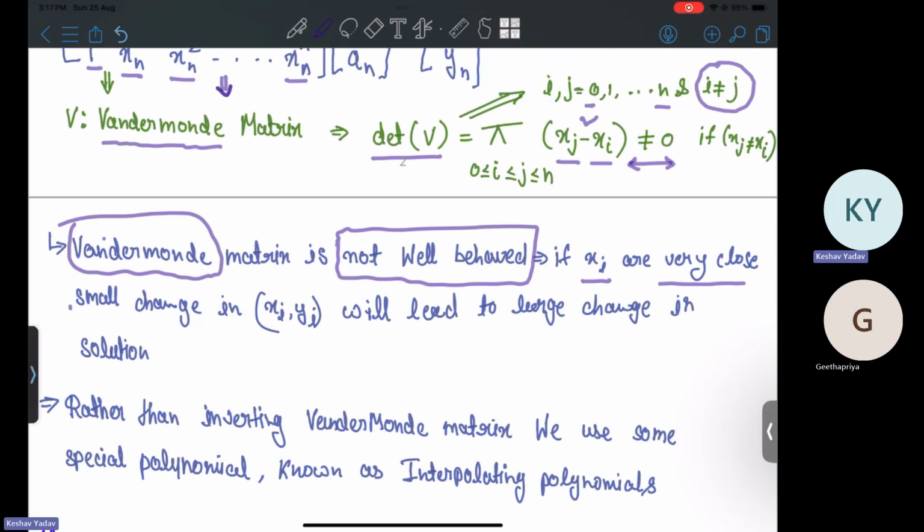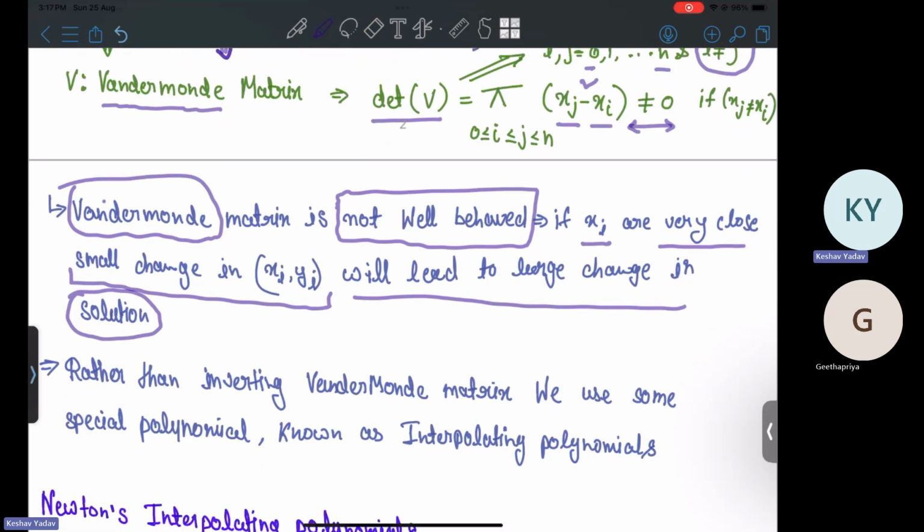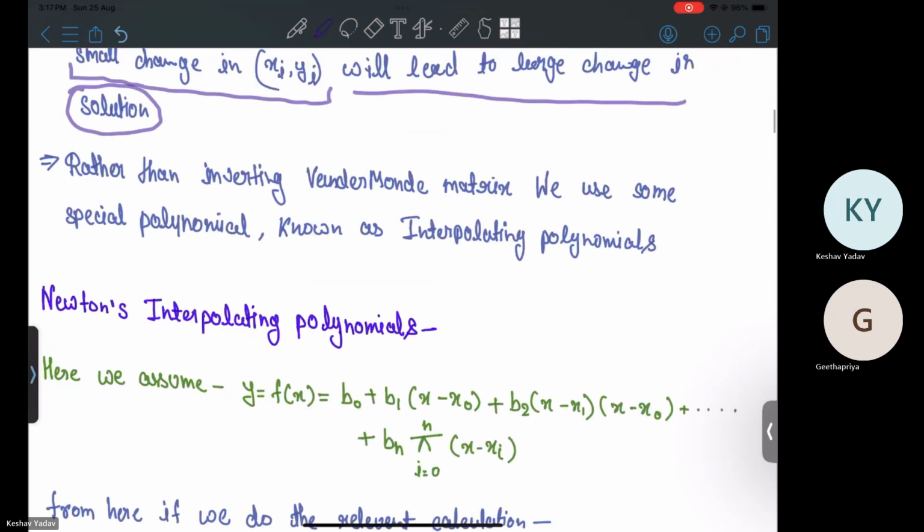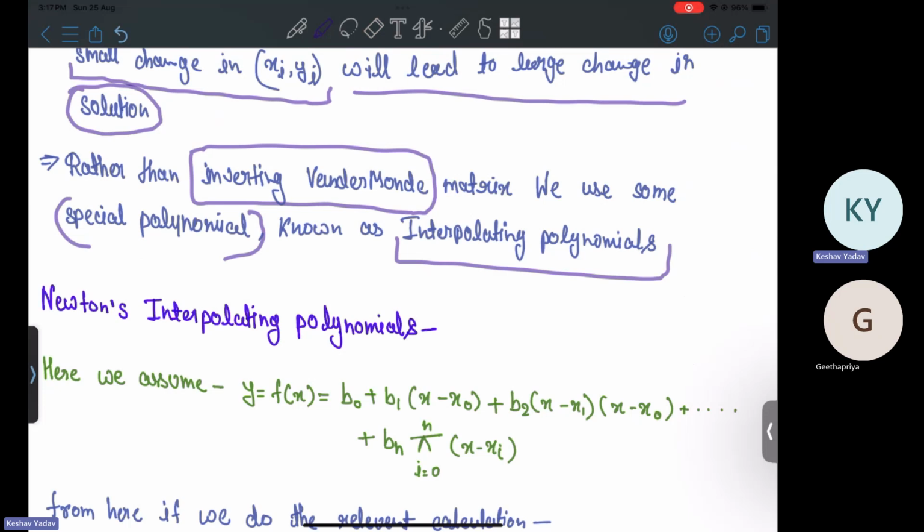In that case, if we make a small change in xi and yi, that will lead to a large change in the solution. So my solution will not be stable. It will be a very unstable type of solution. That's why this Vandermonde matrix is called not a well-behaved matrix. So that's why we do not go for inverting this Vandermonde matrix. Rather, we use some special types of polynomials to find the interpolating polynomial.